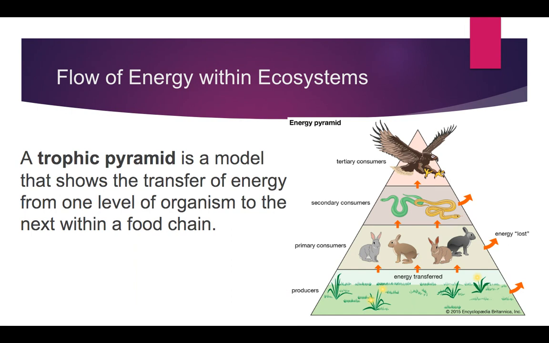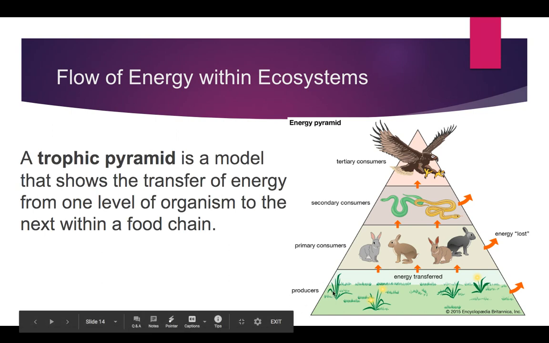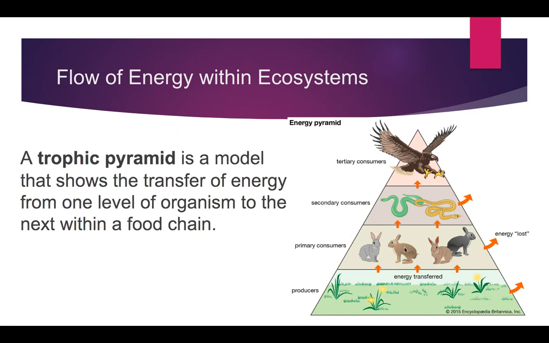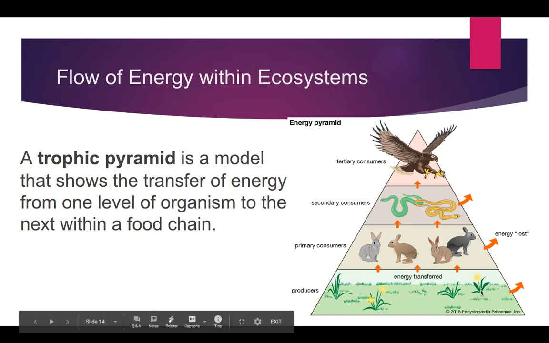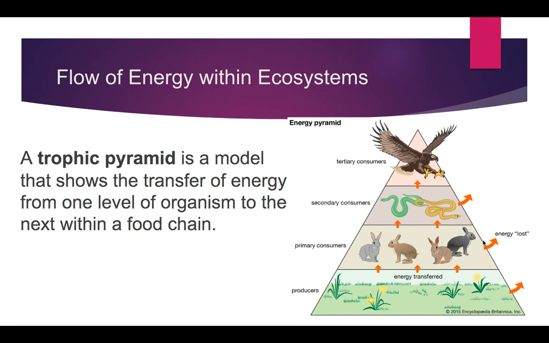Okay, so once again, with this trophic pyramid, it's a model that shows the transfer of energy from one level of organism to the next. So we always have producers on the bottom, our primary consumers next, secondary consumers, and then our tertiary consumers at the very top. You will also notice that a little bit of energy is lost at each stage, meaning that the higher up the food chain, the less energy you gain from that one meal. And this is because it's usually lost as heat.